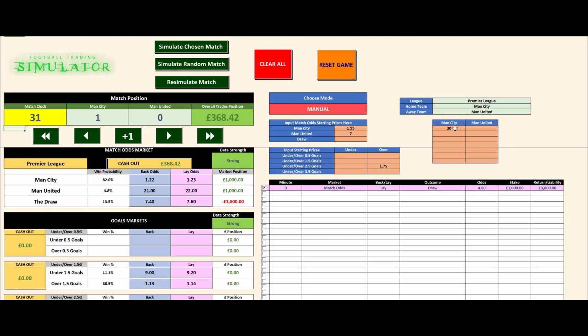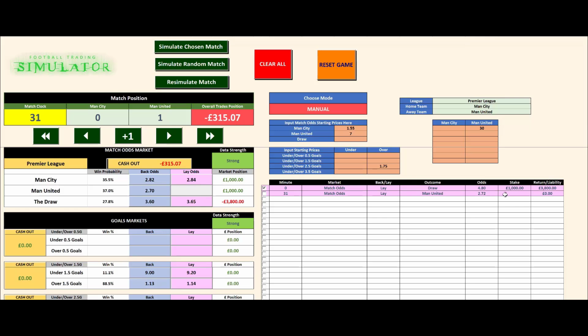However, of course, football doesn't always go to plan. So we want to think of a strategy for what to do if it's Man United who took a surprise early lead in this one. So Man United take the lead here at the 30th minute. Now we're looking at a £300 loss if we were to exit. However, we don't want to do that. So let's try and lay Man United here.